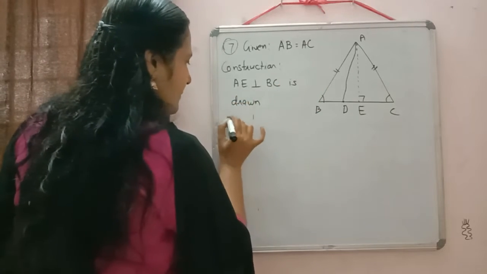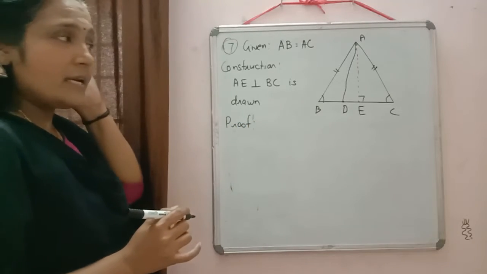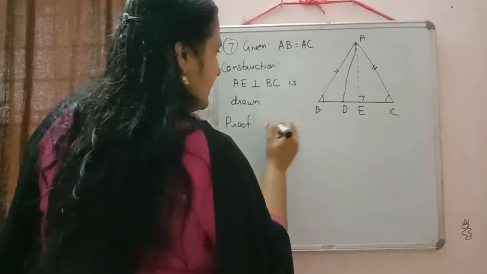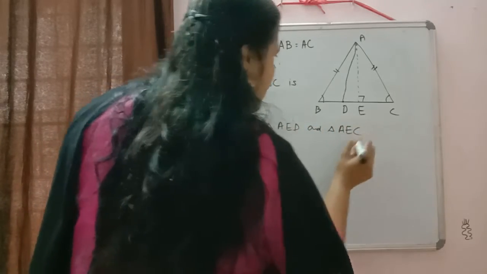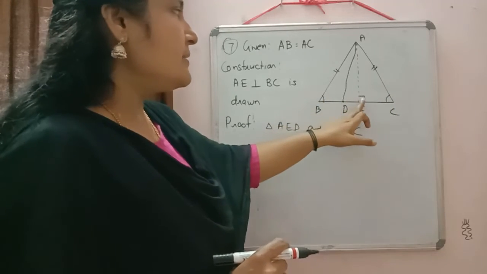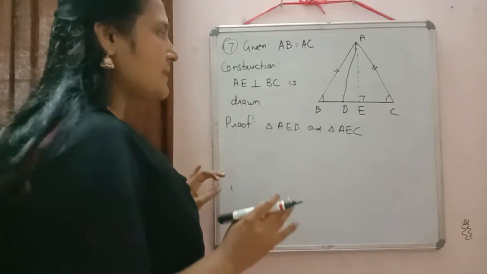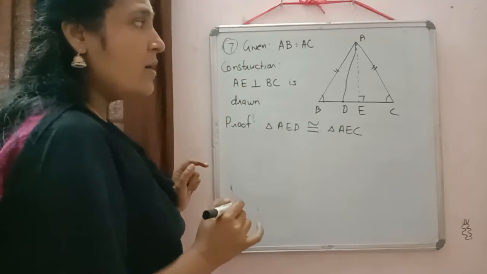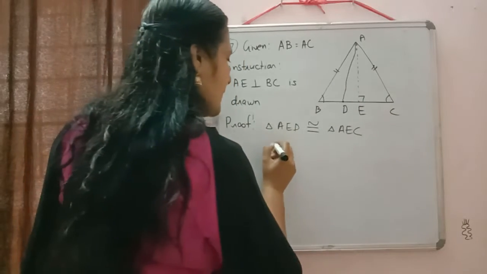Now we will check the proof. When we draw the perpendicular, we will check what relation will come. If you check triangle AEB and triangle AEC, in these two triangles, obviously angle C and angle B are equal, and this is the common side. So these two triangles are congruent. So BE and EC will be equal. So just write that down.